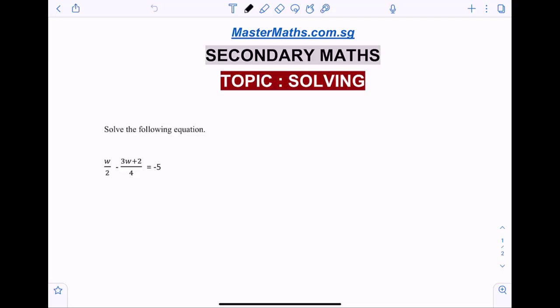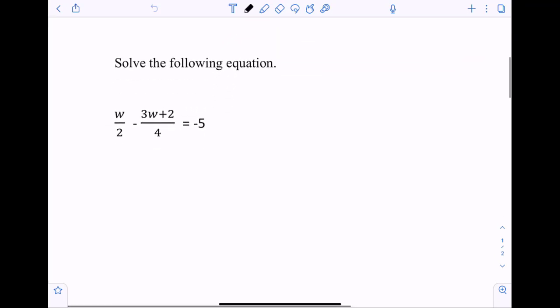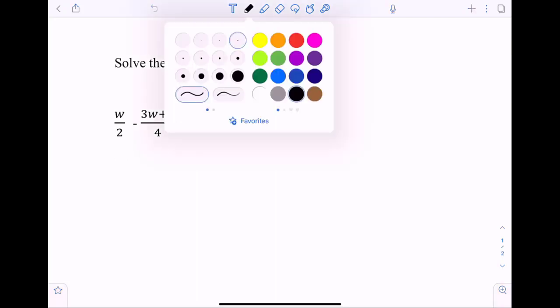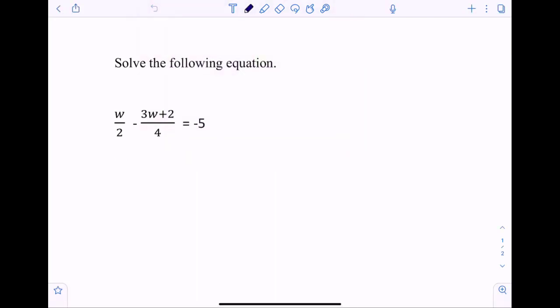Alright, now this is a typical secondary math solving question involving algebraic fractions. Solve the following equation. Now the first step is to make the denominators the same. So times 2 here, times 2 here. Now the denominators are both 4. We can combine these two fractions.